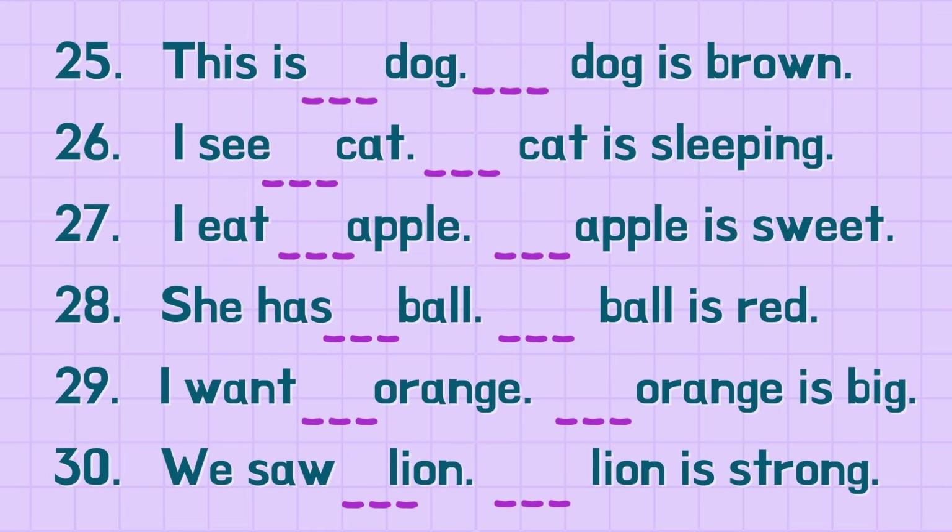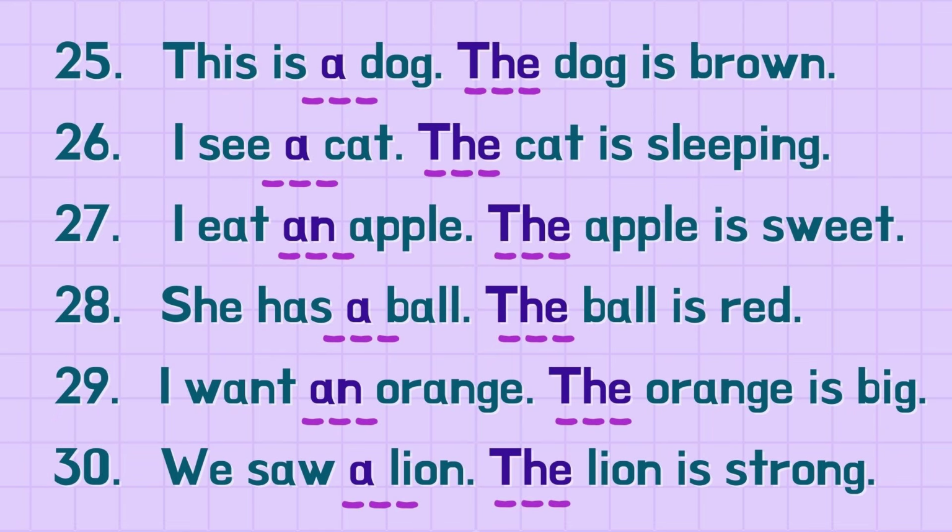Time is over. Let's see the answer. This is a dog. The dog is brown. I see a cat. The cat is sleeping. I eat an apple. The apple is sweet. She has a ball. The ball is red. I want an orange. The orange is big. We saw a lion. The lion is strong.